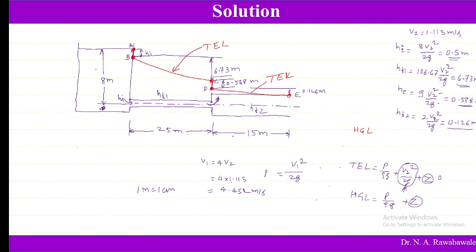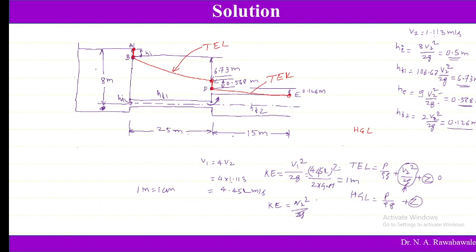Kinetic energy in the first pipe is V1 square divided by 2g, and kinetic energy in the second pipe is V2 square divided by 2g. So V1 square divided by 2g we can get here as 4.452 square divided by 2 into 9.81. Then we get this kinetic energy equal to 1 meter.